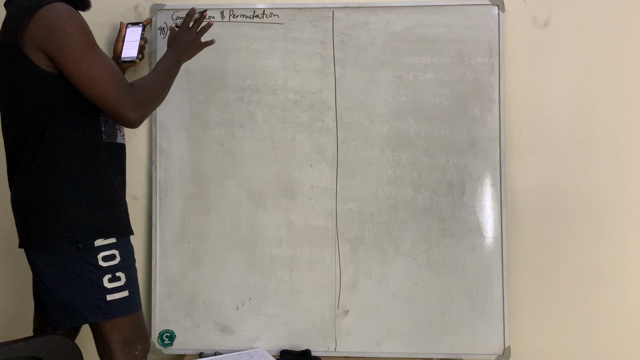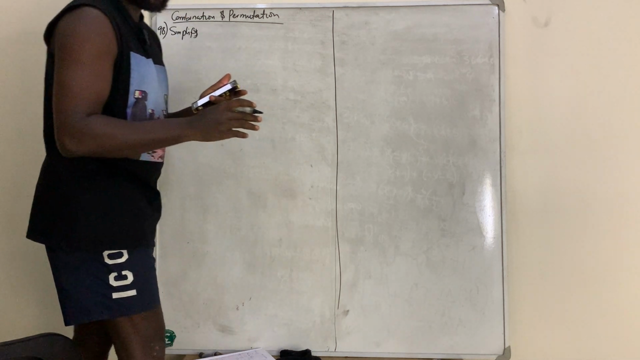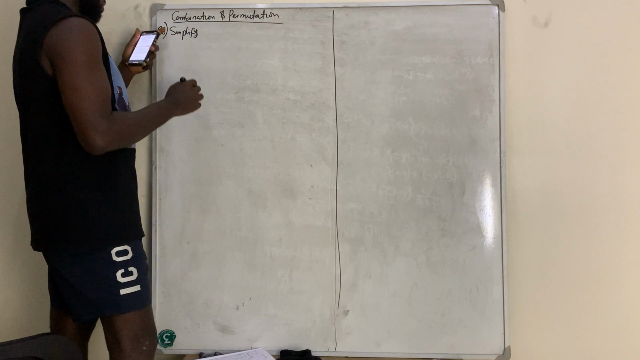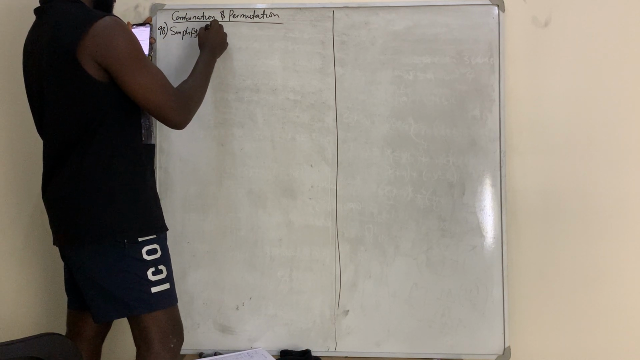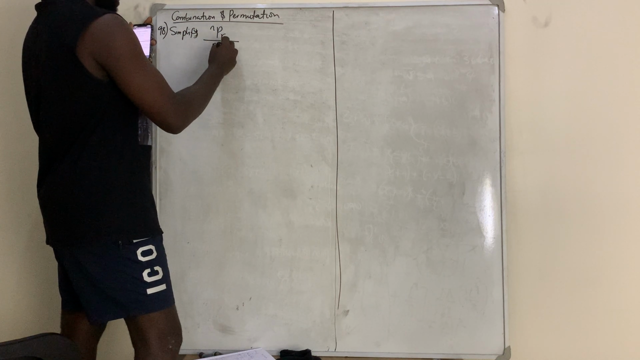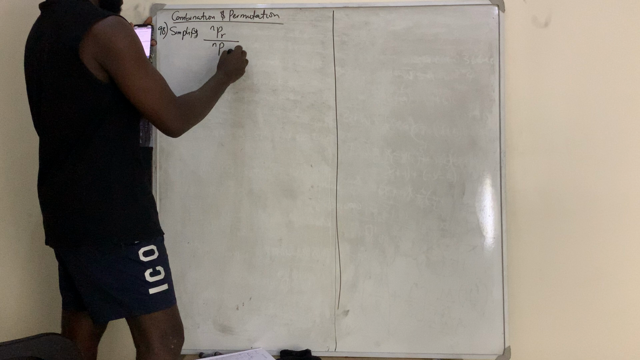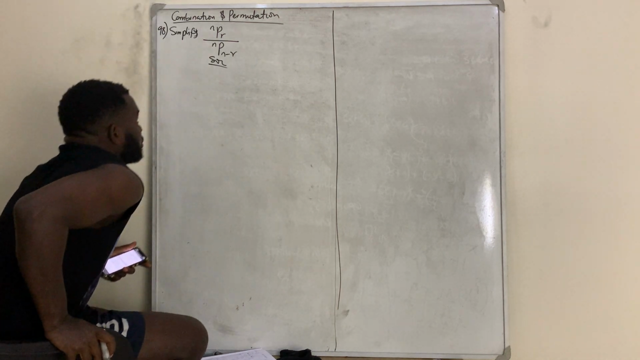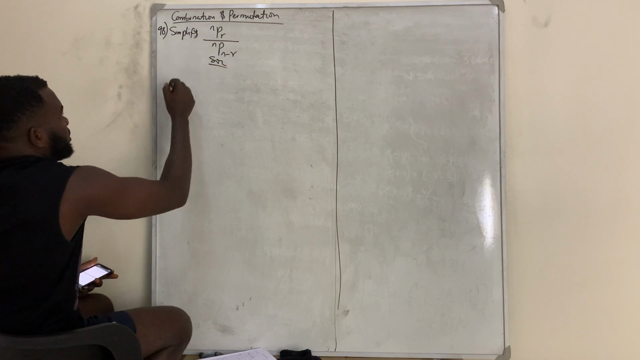So we'll be talking about combination and permutation. I'll be solving numerous calculations on combination and permutation, right? So we have: simplify n permutation r all over n permutation n minus r. Solution. This is a very simple question. So what do you do? If you look at this question, let's see what this will give me.